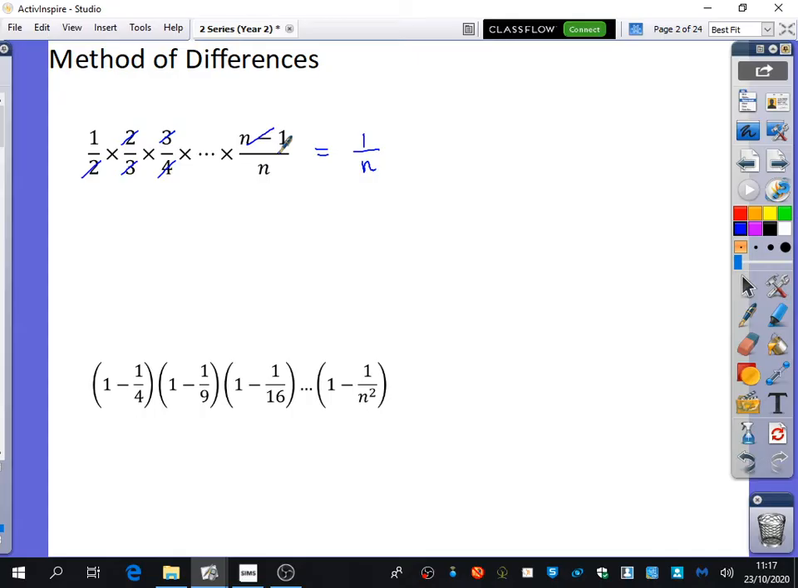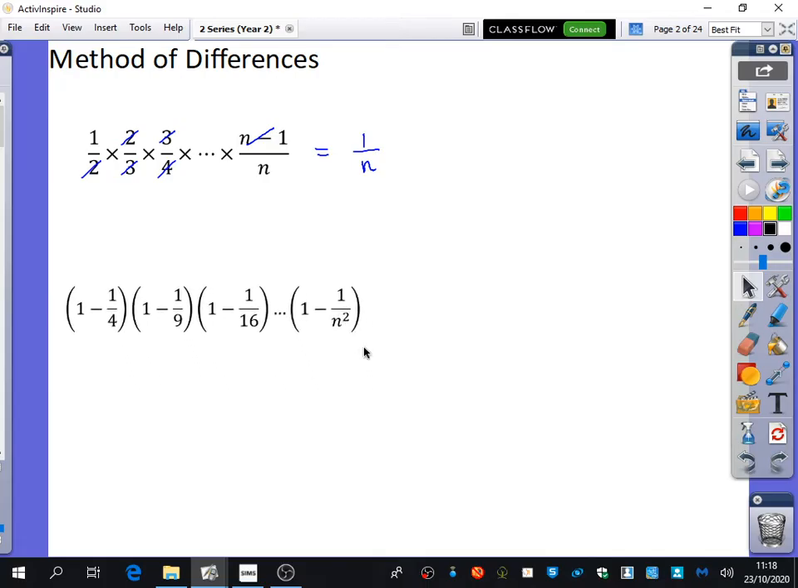This time in the geometric series, I've got 1 minus 1 over a quarter, 1 minus 1 over 9, and to the end of it, it's 1 minus 1 over n squared. I didn't start with 1 minus 1 over 1 squared. I only started with 1 minus 1 over 2 squared. Why wouldn't I start with this one? Because it'd be 0, and the whole thing would equal 0, because you're multiplying by 0. So what do you think I could do for this series that I've got here?